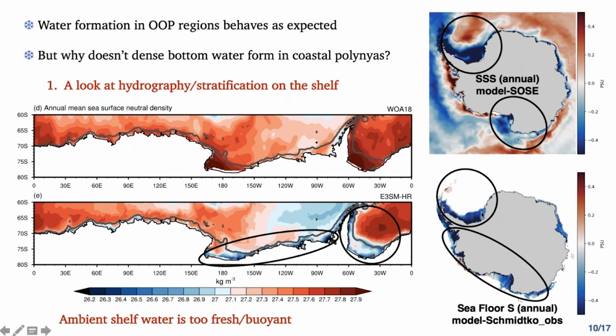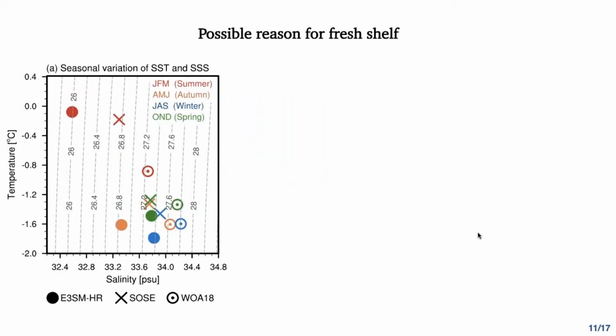This is a plot of sea surface salinity at the top, the difference with the SOSI climatology. And this is instead a seafloor salinity difference with respect to an observational product, Schmidtko observations. So in both cases, you see that we are too fresh. So the ambient shelf water is too fresh to begin with, too buoyant.